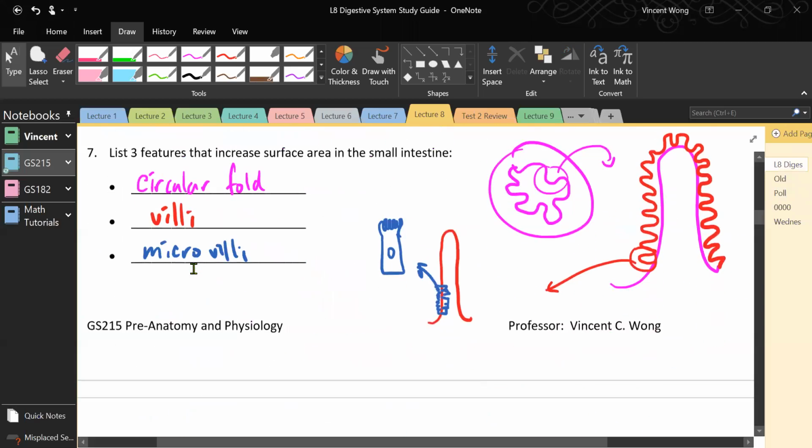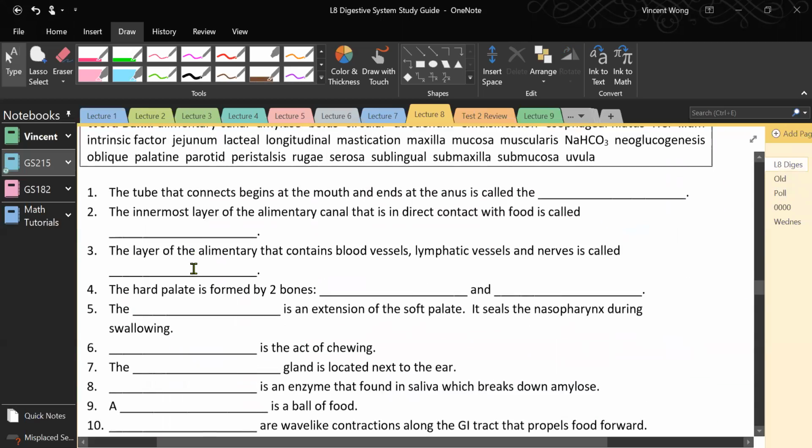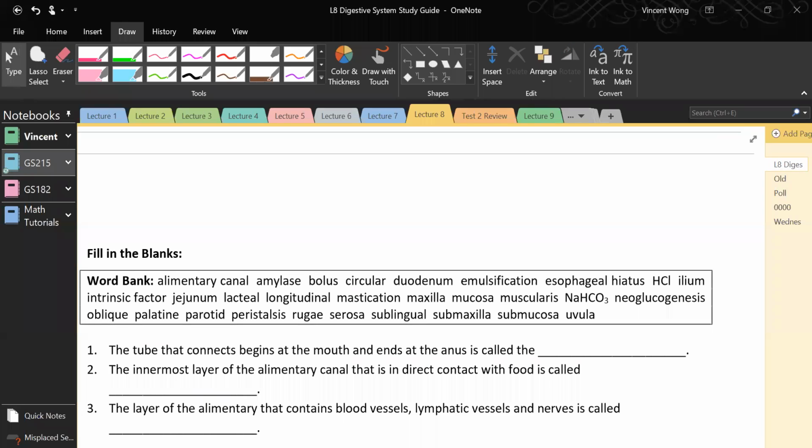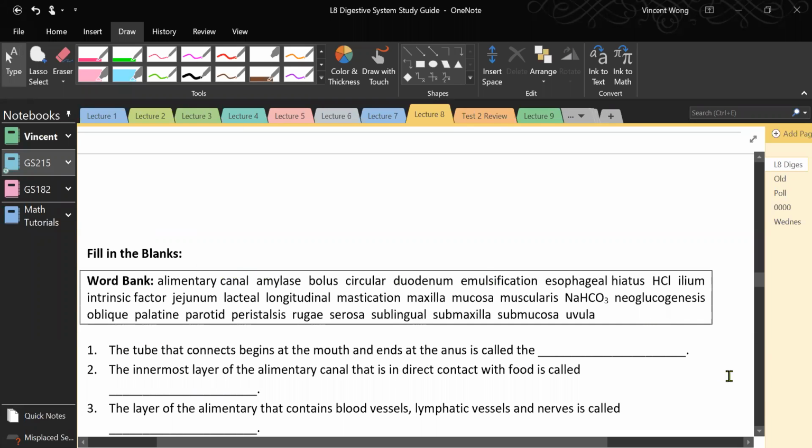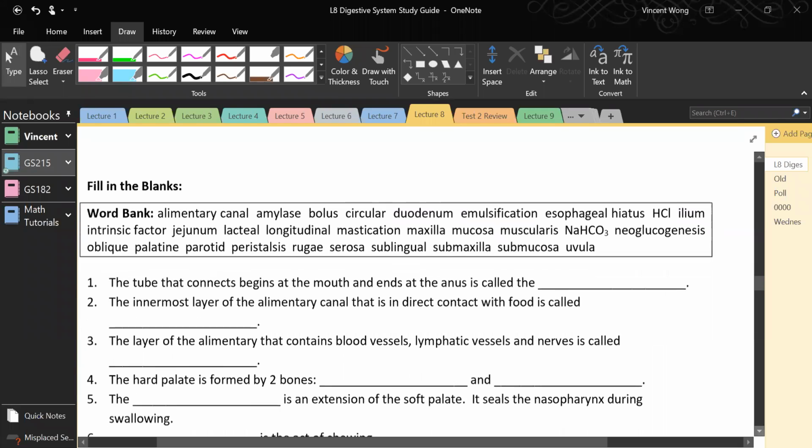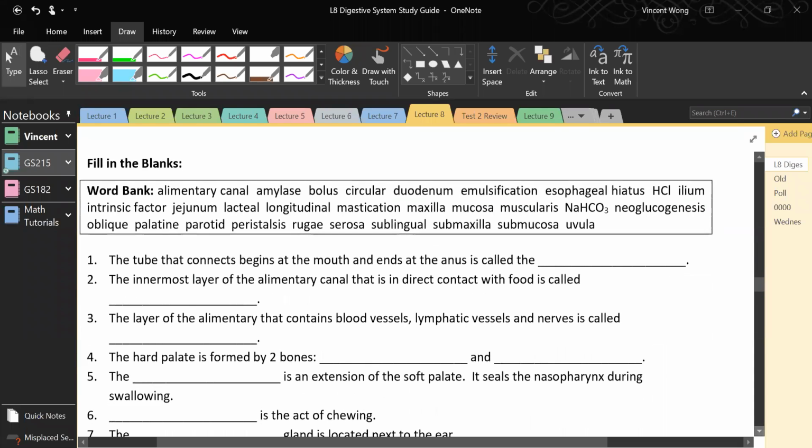All right, let's go back to the worksheet here. Okay, so we have the fill in the blanks here. Let's go through it this time, instead of asking you to check it yourself.